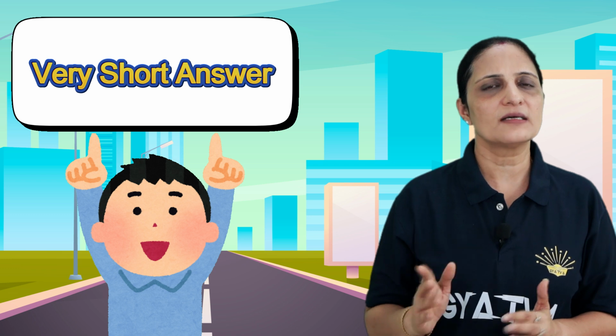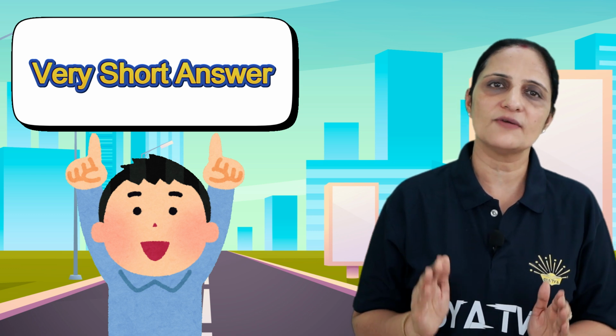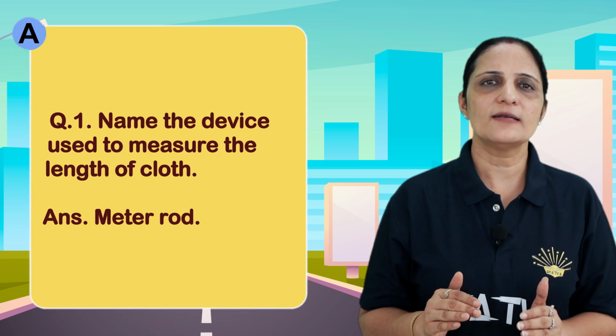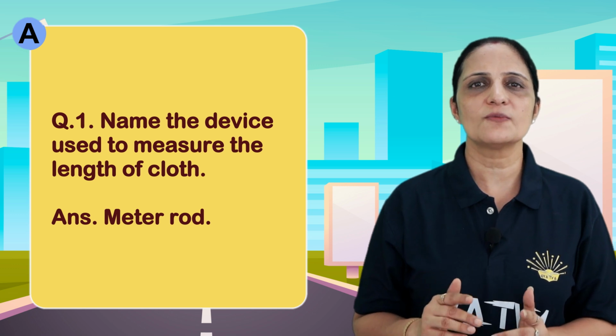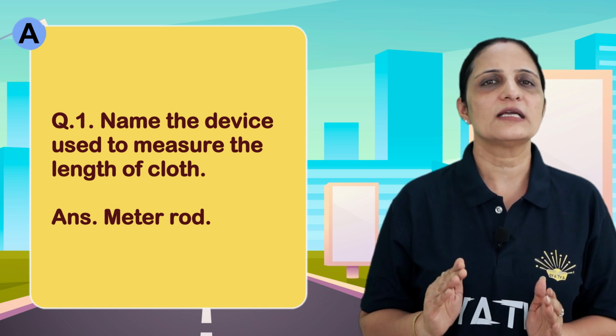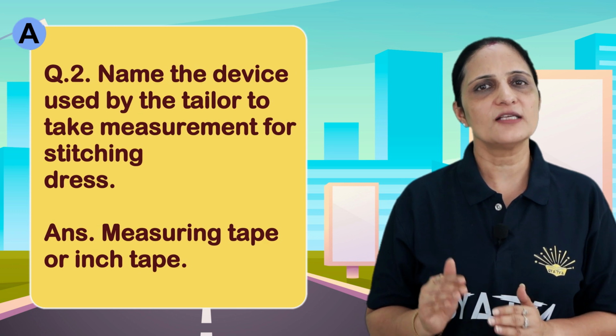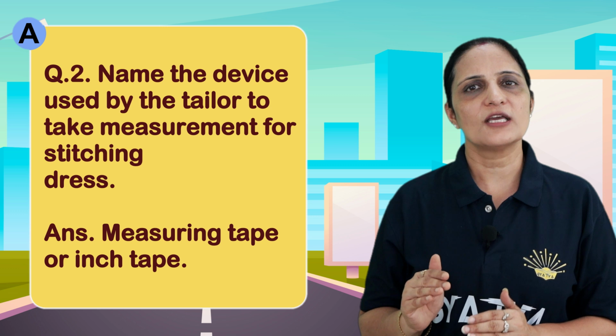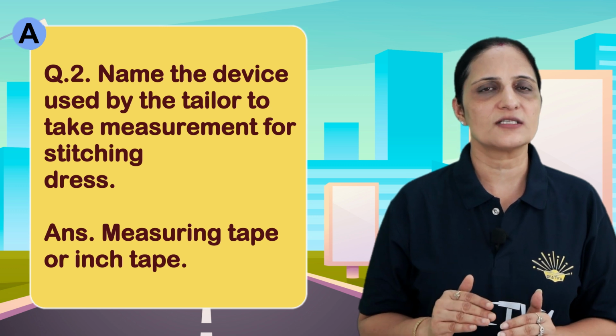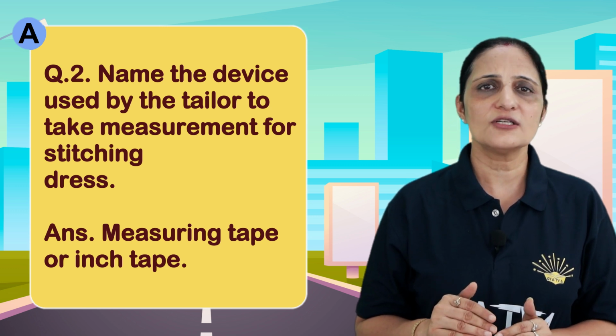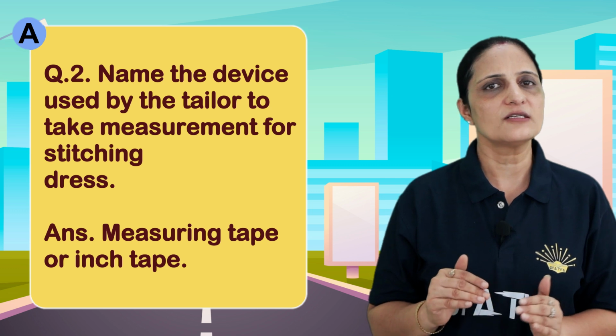One word, 1 marker, definition 2 marker, or it can be a 1 marker also. Question number 1, name the device which is used to measure the length of a cloth. It is meter rod. Question number 2, name the device used by the tailors to take measurement for stitching the dress. They use a inchy tape or they use a measuring tape.